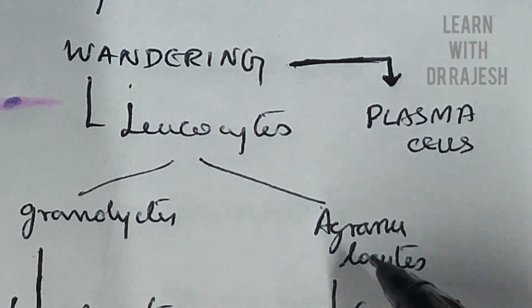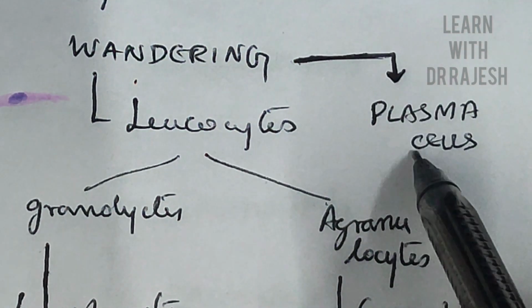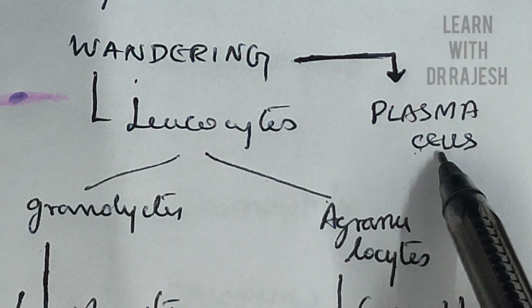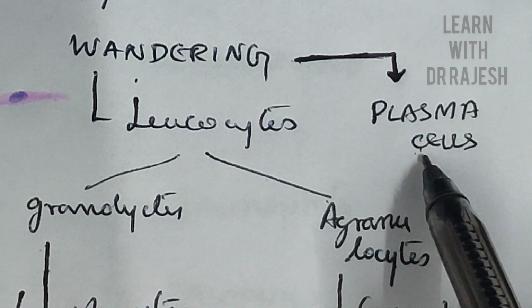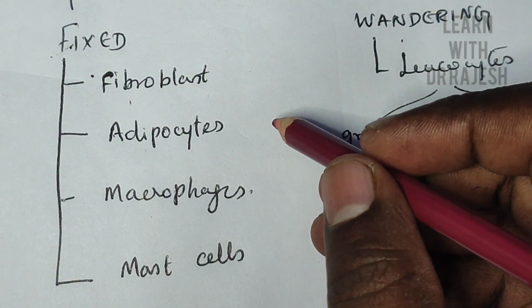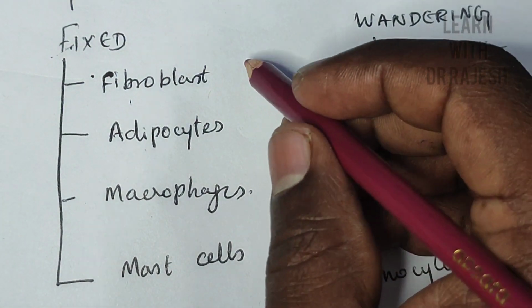The next group of wandering cells are the plasma cells. These plasma cells are nothing but the mature B lymphocytes. These plasma cells produce antibodies. First, let's learn how to draw the fixed cells.